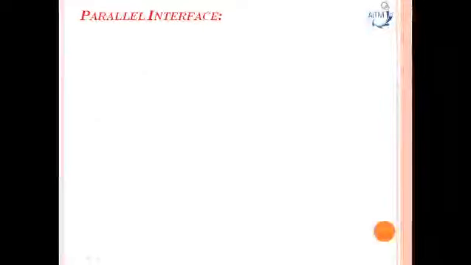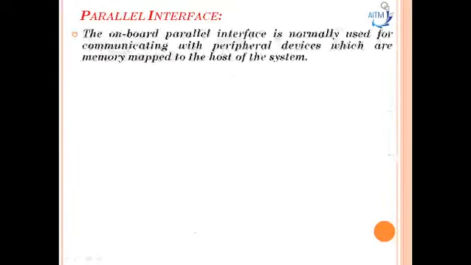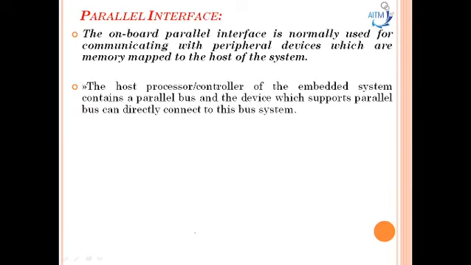Now coming to the parallel interface. The onboard parallel interface is normally used for communicating with peripheral devices, the external devices which are connected to the system. These are devices which are memory mapped to the host of the system. The host processor or controller of the embedded system contains a parallel bus, and a device which supports a parallel bus can directly connect to this bus system. So both the host processor or controller and the peripheral devices can be directly connected to each other.